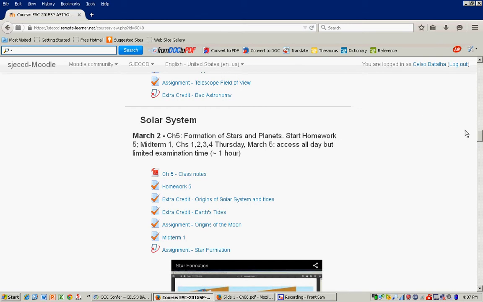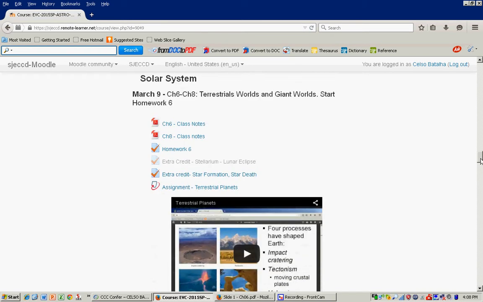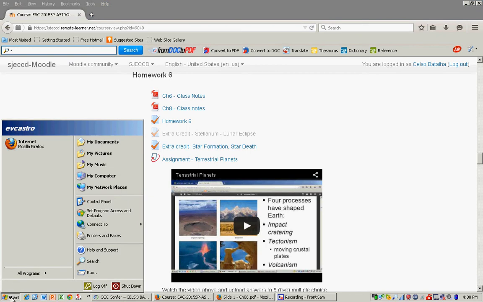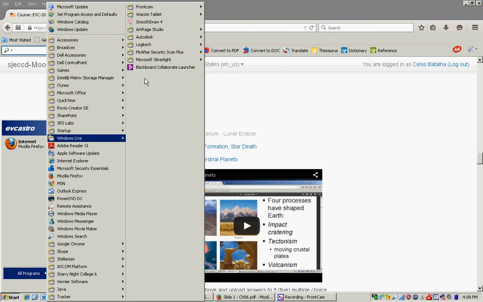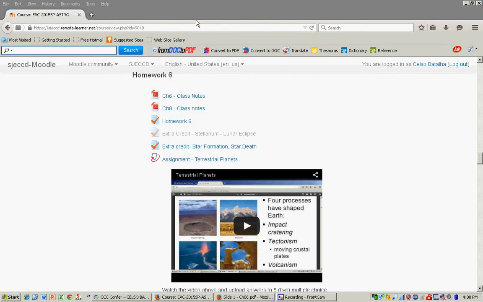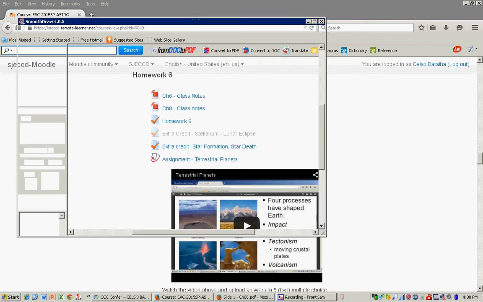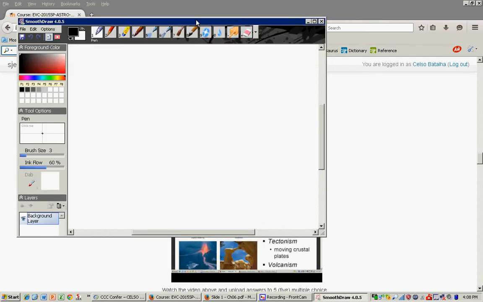So the week before, we have formation of stars and planets, and one of the main points in formation of stars and planets is that gravity plays an important role in controlling the formation of a star system. So gravity takes gas that happens to be spread over a large volume and brings that gas to a point where a star will finally reside.